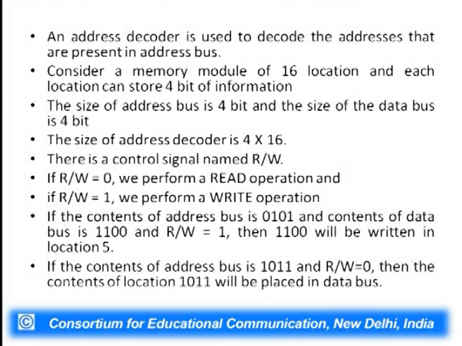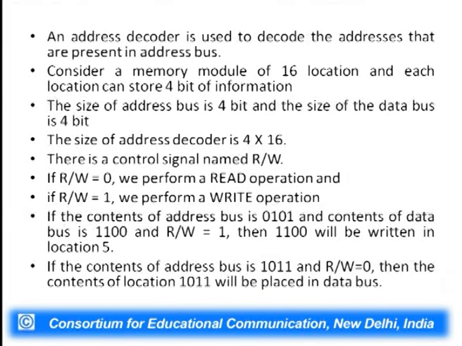So there is a control signal which is usually referred to as R by W, where R stands for read and W stands for write. If this R by W signal is 0, we perform a read operation, and if this R by W is 1, we perform a write operation. Now if the contents of the address bus, let us assume, is 0101 and the contents of the data bus is 1100, and R/W is equal to 1, so R/W equal to 1 indicates a write operation.